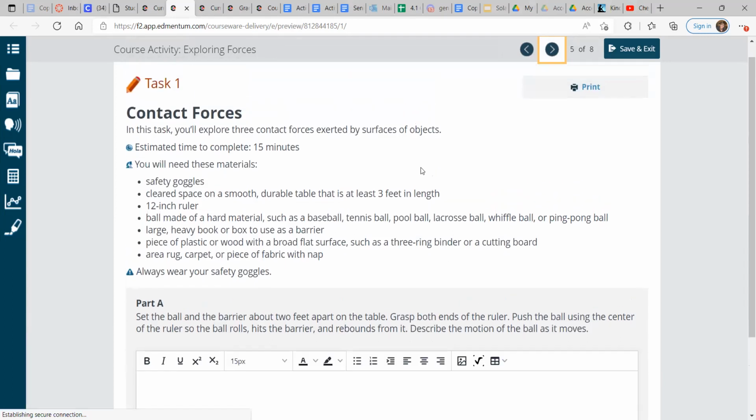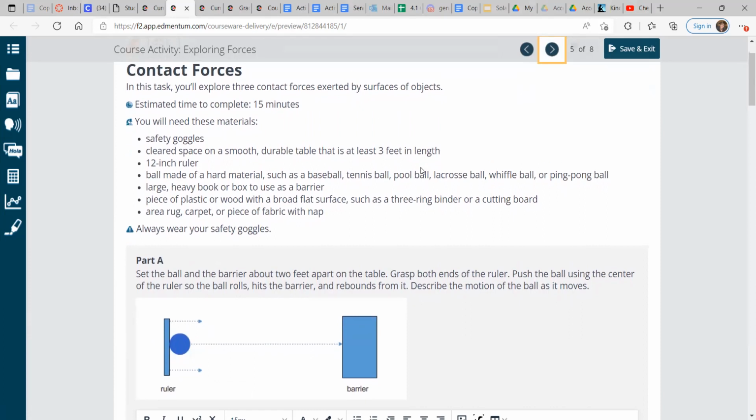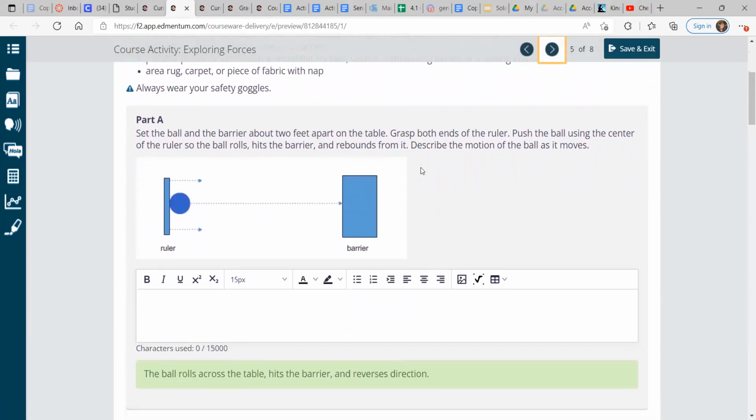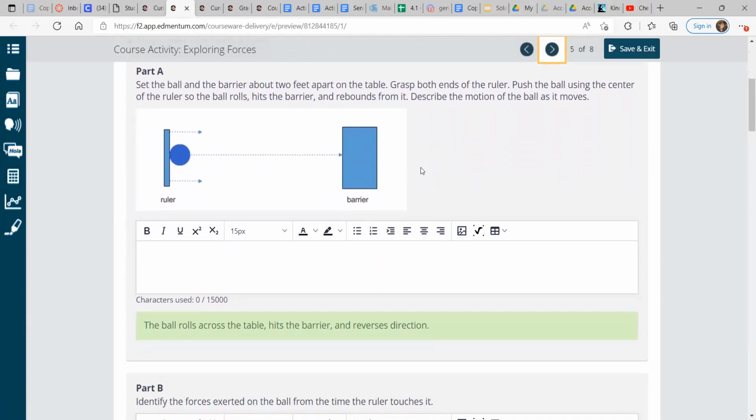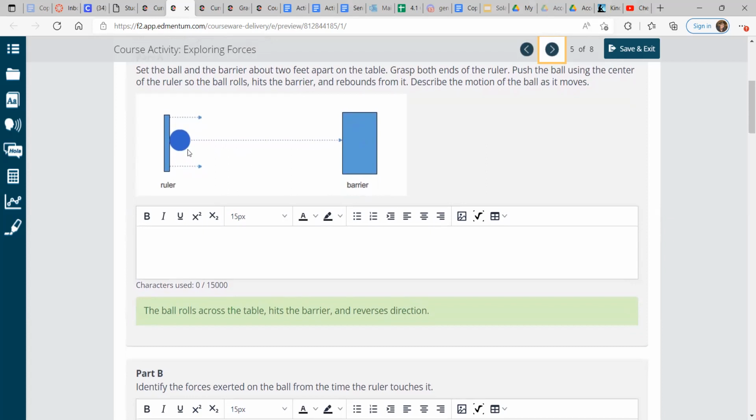So here's task 1, contact forces. In part A, it says set the ball and barrier about 2 feet apart on the table. Now we don't have the equipment for this, but we can still use the pictures and talk about what would happen. You have a ball here and a ruler. If you were grabbing both ends of the ruler and pushed the ball with the ruler, the ball starts to roll, hits this barrier here, and then it bounces back, rebounds. Describe the motion of the ball as it moves. It's really easy. It says the ball rolls, hits the barrier, and then turns back or reverses direction.